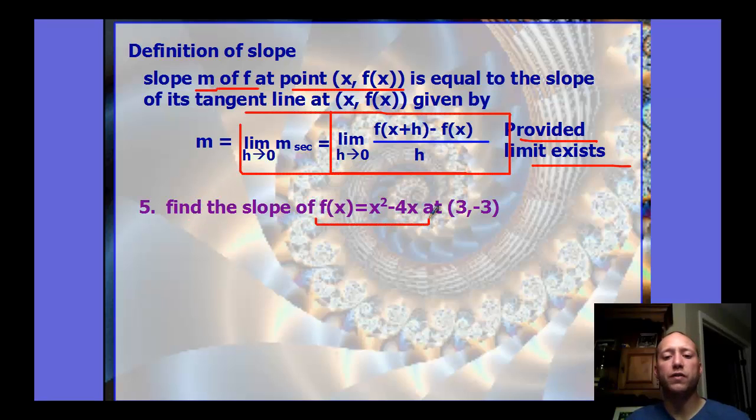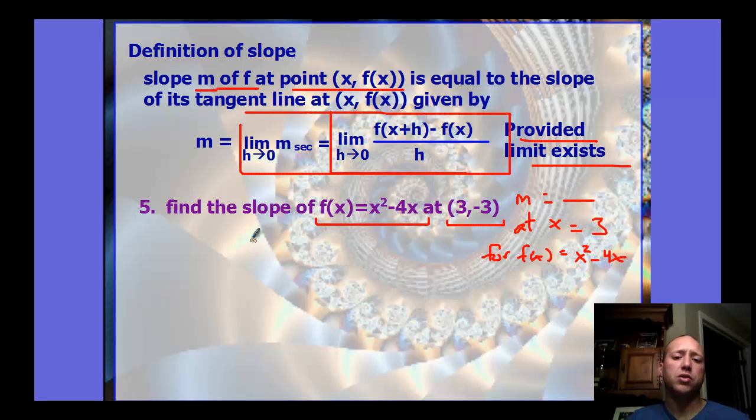So find the slope of f of x equals x squared minus 4x at this point. So we're trying to find the slope. We want to know what m is at x equals 3 for the function f of x equals x squared minus 4x. That's another way of writing that. What is our slope at x equals 3 for this function? It's the slope of the tangent line. So to do that, we have to do the limit as h approaches 0 of the difference quotient.